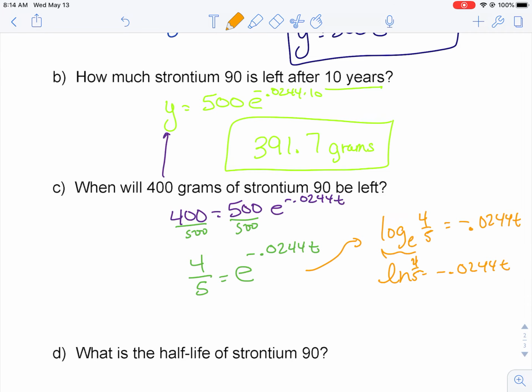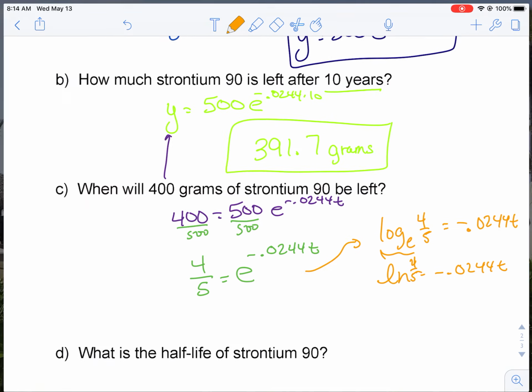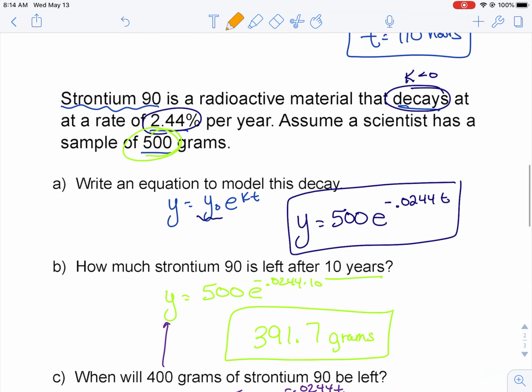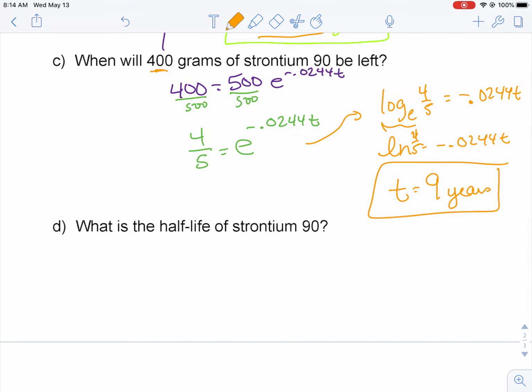So we're going to go to our calculator and type in ln of 4/5. Hit enter. Notice it's negative. We're going to divide by negative 0.0244. Hit enter. We get about 9. So t is, if we round to the whole number, 9. And in this case, it was per year. So our time is 9 years. And if you think about it, it took 10 years to get to 391, so it's going to take a little less to end up with 400. That just makes common sense.